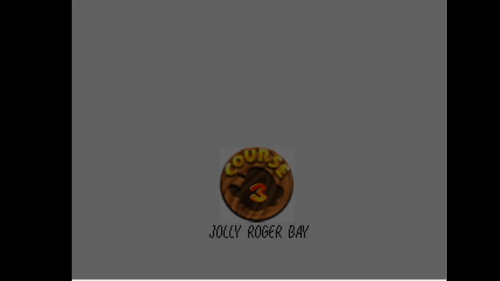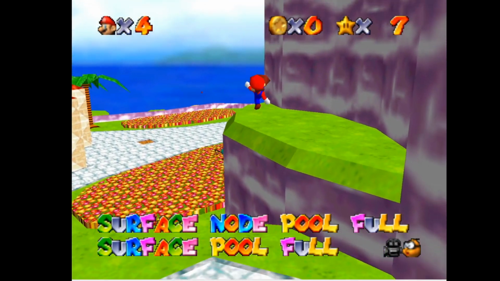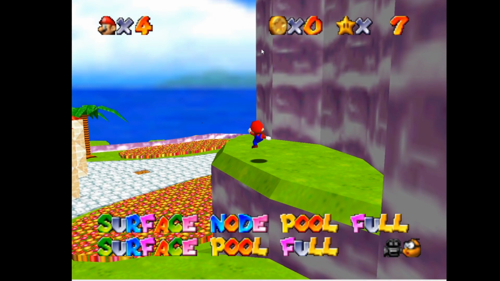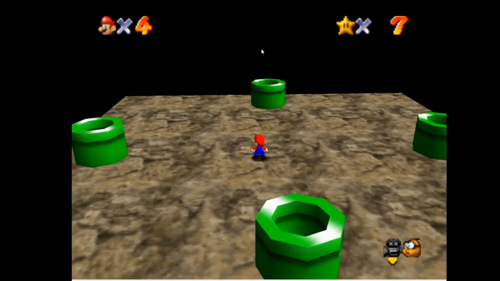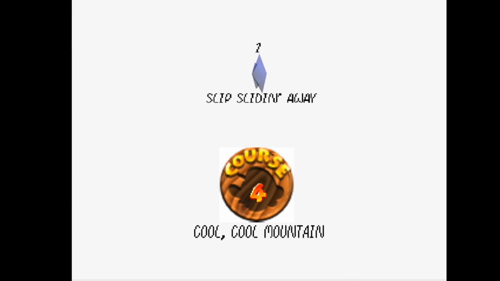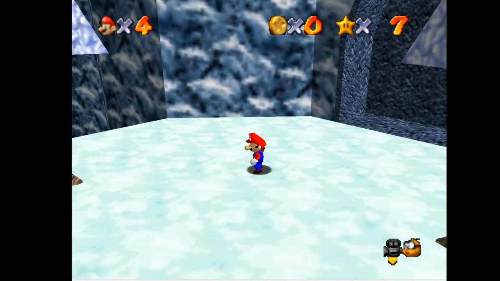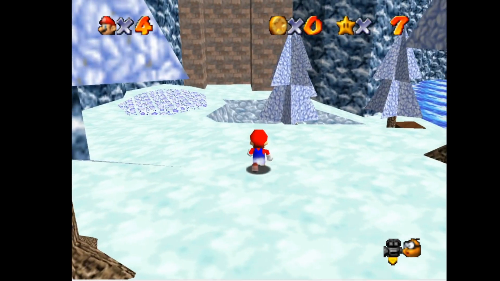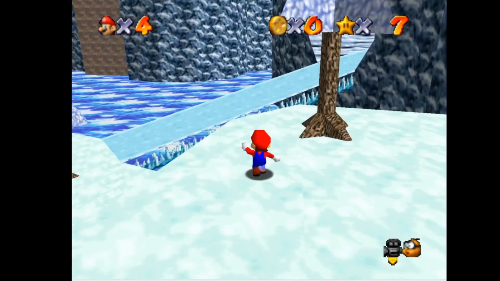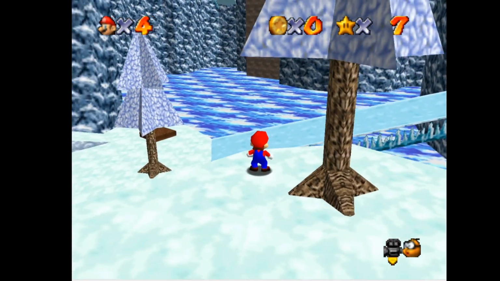In level 3, I have level 3 from Star Revenge, redone, right here. And you'll notice this surface node thing. That is because I don't have enough collision cells enabled, because some of these levels use a ridiculous amount of collision. So much, in fact, that it would require a new patch, but anyway. And here in Course 4, we have Course 3 from Star Revenge 5.